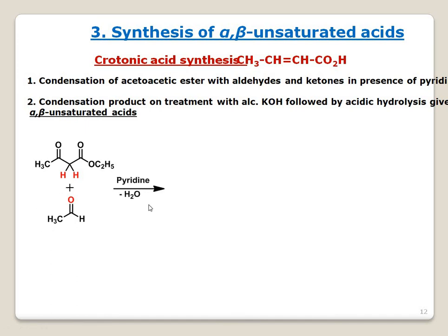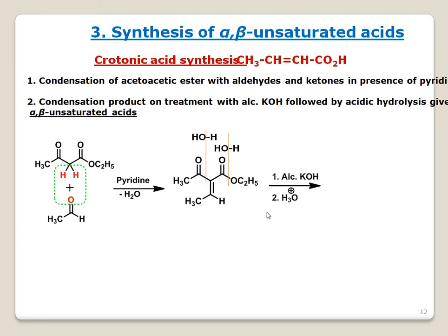Now in the presence of pyridine, water elimination. Okay, a Knoevenagel condensation type of reaction will be happening. Okay, you will be getting this one. Now you are doing alcoholic KOH hydrolysis. So here acetic acid. This side CH3 CH, sorry, CH double bond CO2H. Okay, this is happening. You will be getting protonic acid. See, alpha beta unsaturated acid.